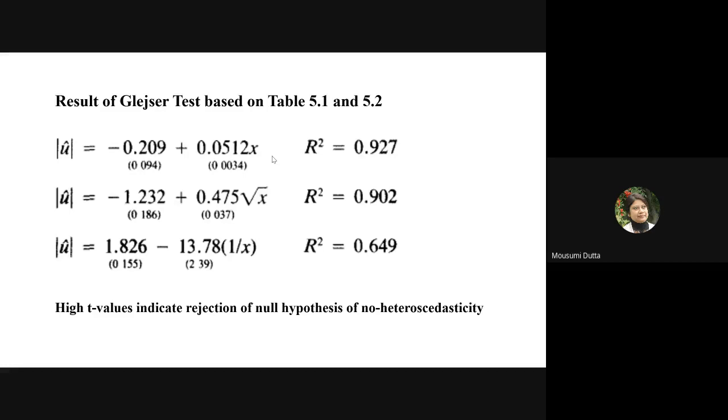Okay, any kind of relationship between x and residual is indicating heteroscedasticity. And how we are understanding the relation, looking at the t values: coefficient divided by standard error, coefficient divided by standard error, coefficient divided by standard error. Okay.